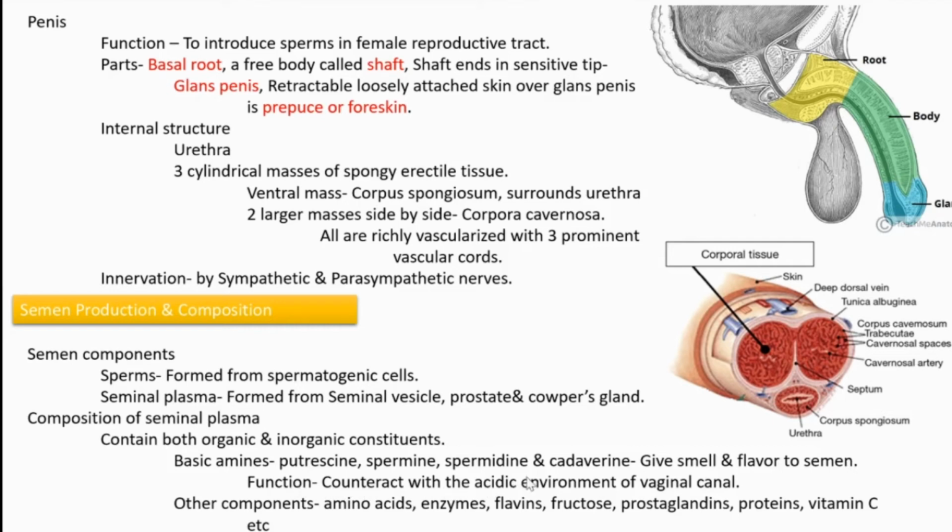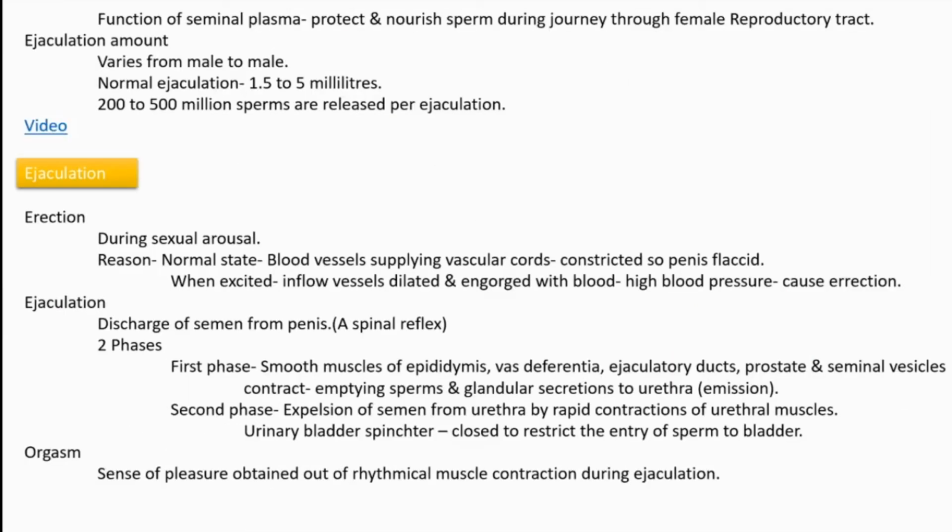It counteracts the acidic environment inside the vaginal canal of the female. Then other components are amino acids, enzymes, flavins, fructose, prostaglandins, proteins, vitamin C, etc. So many other components are present that you can collect from your textbook while reading. Next slide. What is the function of this seminal plasma, the fluid portion that comes out along with the sperm? Its function is to protect and nourish the sperm during the journey through the female reproductive tract. That is its function.